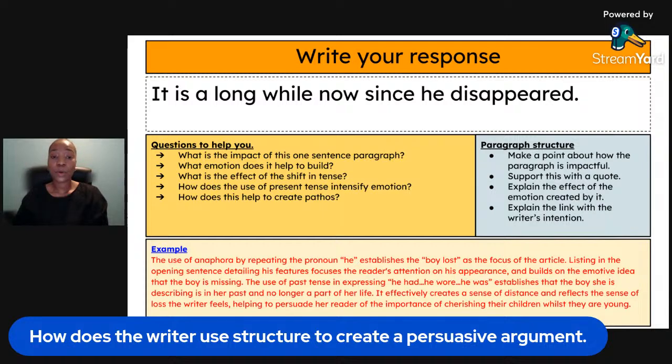It is a long while now since he disappeared. Okay, so the fact that she's focusing on it is a long while now since he disappeared. Okay, the writer's definitely confirming that this is somewhat permanent, okay? That this is not something that's gone away, that the boy disappeared and he's still not there, okay? How does that help create a sense of sadness, pathos?